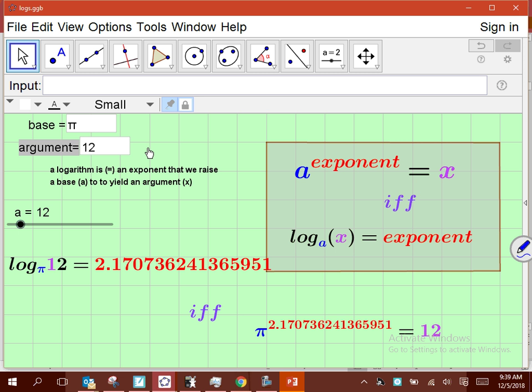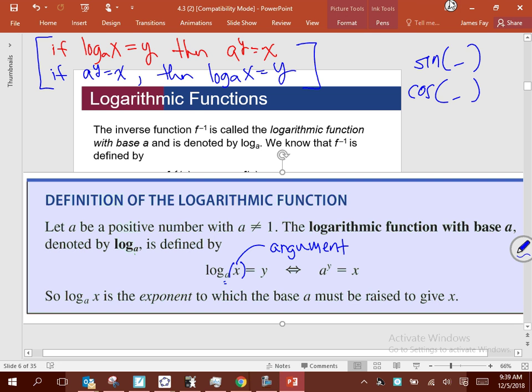I take pi and I want to raise it to something to get 12 back. Okay, I've got to raise it to 2.17. That kind of makes sense, what's going on there, guys? Okay. I'll post that under section 4.3 if you want to use that little calculator to help you understand this concept a little bit better.